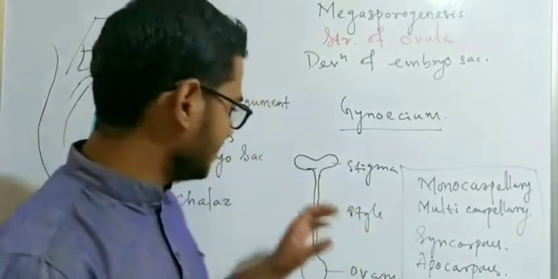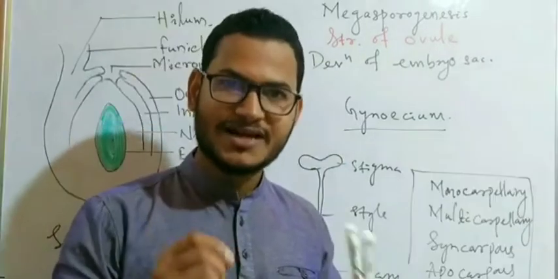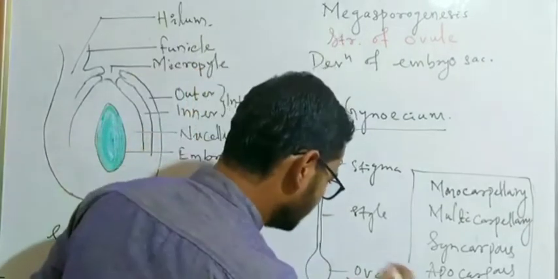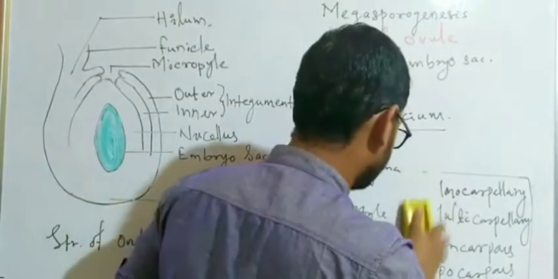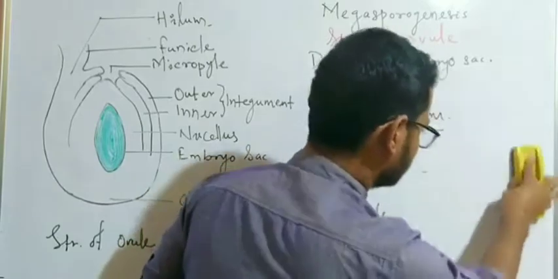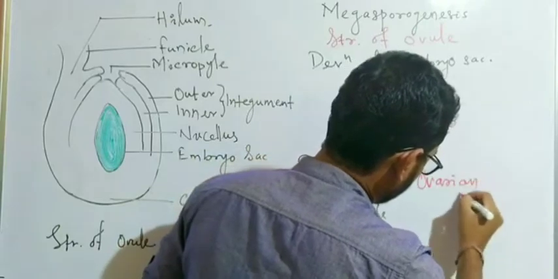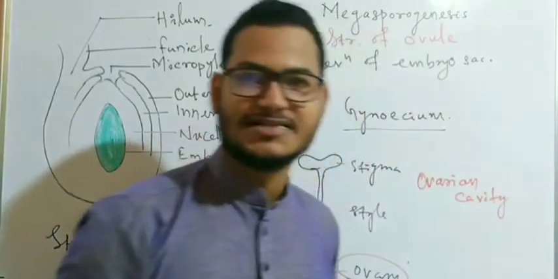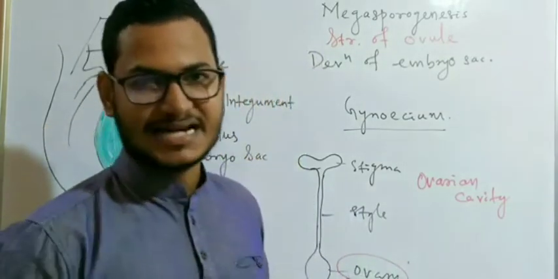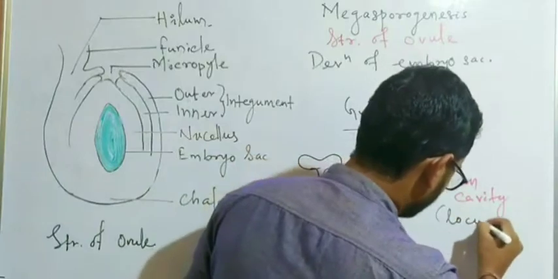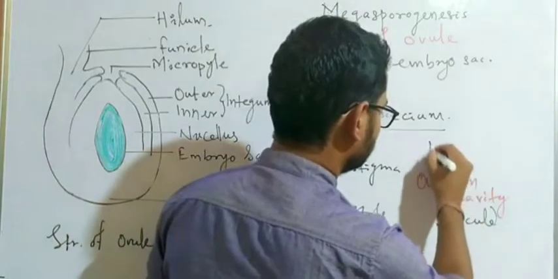Remember, the pistil has three parts, and the most important part here is the ovary. The most important part of the ovary is the ovarian cavity, which is present inside the ovary and is known as the locule. The ovarian cavity has the placenta inside it. It is also called the locule, and it bears the placenta.